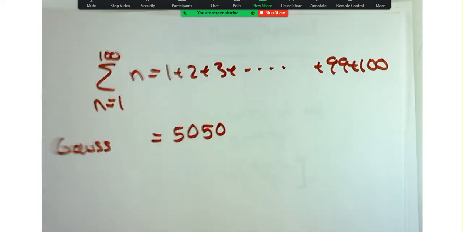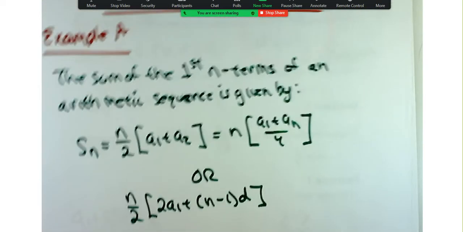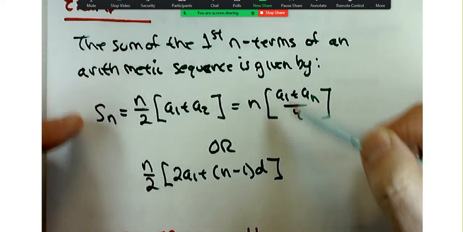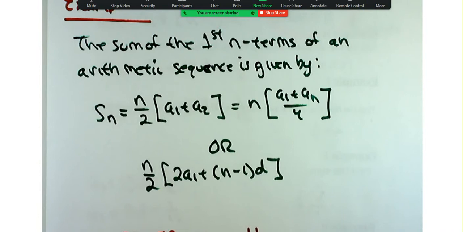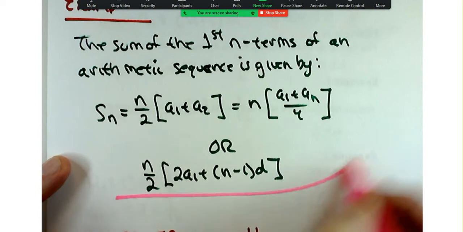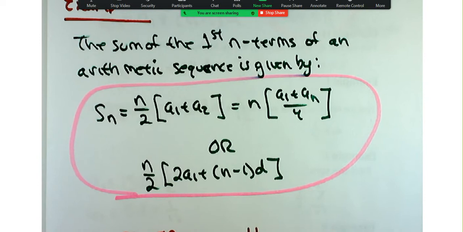Well, I could probably take a few guesses as to how he did it. But let me show you how we're going to have to do it. And that is, we're going to work with either of these two formulas. They help you calculate the sum of an arithmetic sequence, the sum of the first n terms in an arithmetic sequence. You might want to copy these formulas down.